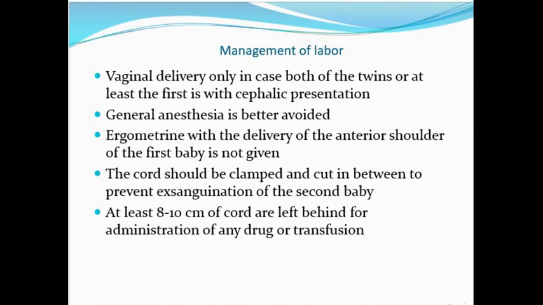And right after delivery of the first twin, you have to make sure you immediately clamp the cord and cut in between it to prevent what we call the exsanguination of the second baby. Basically, this is when the blood from the second twin is drained out, and it can usually kill this baby. It is the fastest way of killing the second twin, when you do not prevent the drainage of blood from this fetus. As a rule, we can also leave about 8 to 10 centimeters of the cord behind in order to give some drugs or even transfuse this baby.